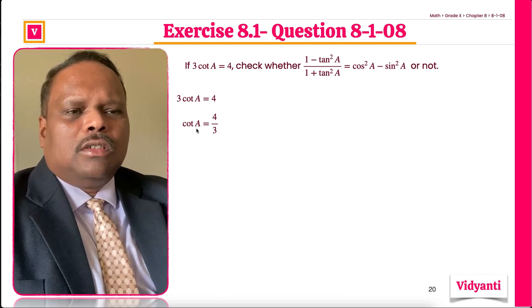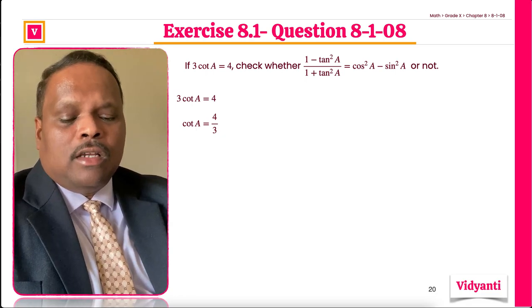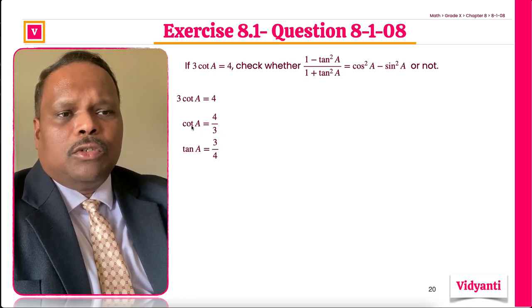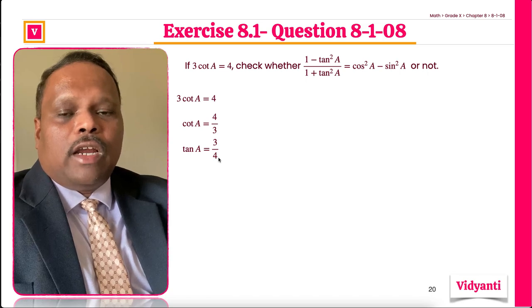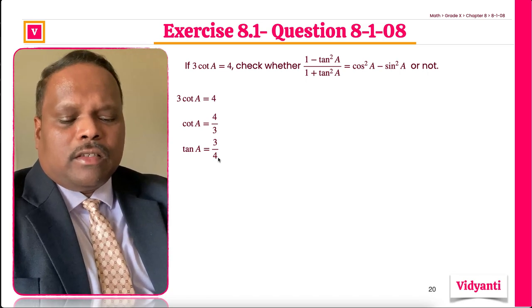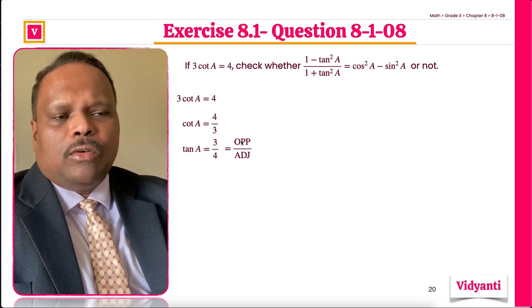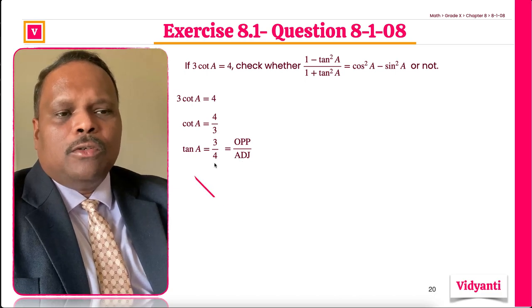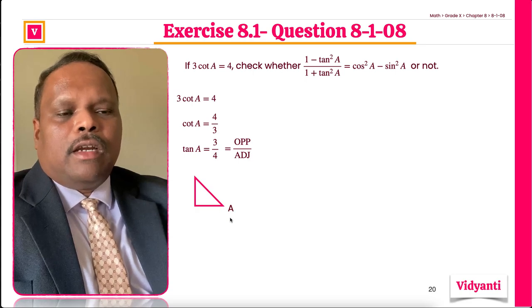I am still not comfortable with cot. I am more comfortable with sine, cosine and tan. So I will go for the reciprocal ratio. Cot's reciprocal is tan, so instead of 4 by 3 it will become 3 by 4. If I know tan, which is 3 by 4, can I find at least sine and cosine? The answer is yes. You have to create a hypothetical triangle. Remember, tan is opposite over adjacent. So you create a triangle such that opposite is 3 and adjacent is 4. Let us do that. I create a hypothetical right angle triangle and consider this angle A. Remember, opposite has to be 3.